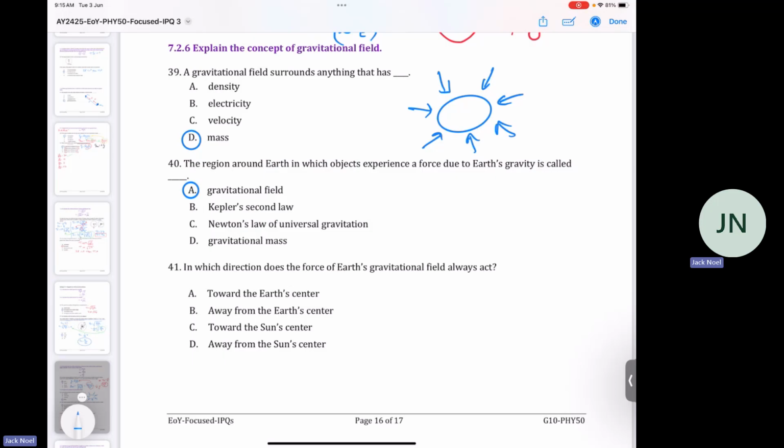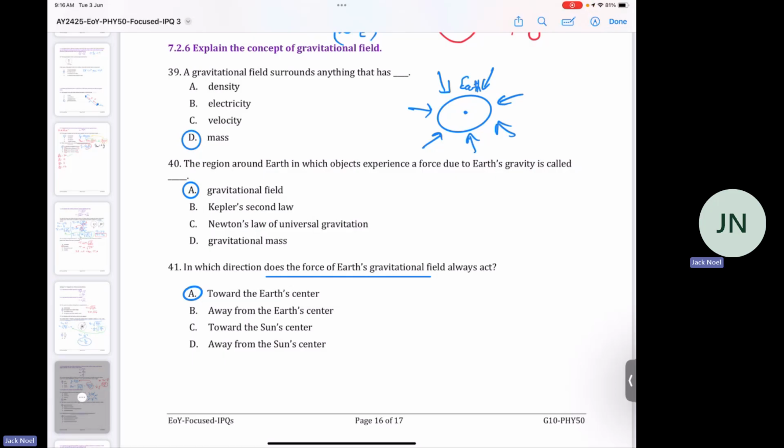In which direction does the force of Earth's gravitational field always act? Towards the center of the Earth. So they're asking in which direction the force of Earth's gravitational field always acts. It's towards the center. I drew it even here. This is the center of Earth, let's say. Okay, so yeah, this is it.